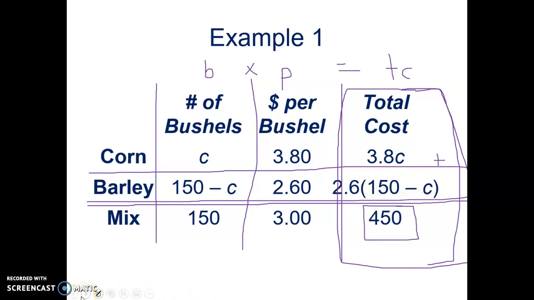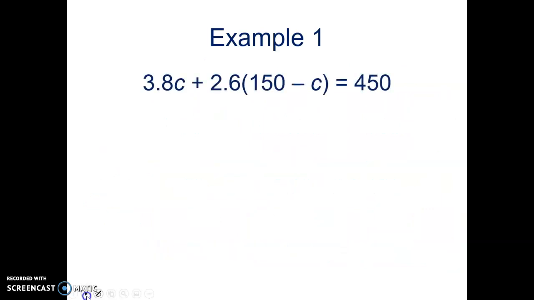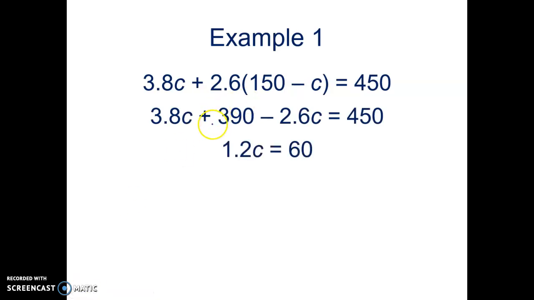Now that doesn't happen all the time, but it will happen very frequently, and we'll be able to solve for C that way. So let's go ahead and write that equation. 3.8C plus 2.6 times (150 minus C) equals 450. We'll then distribute to get rid of the parentheses, combine like terms on the left side, and move our 390, subtract 390 from this side, and subtract 390 from this side, and that gives us 1.2C equals 60. We'll then divide both sides by 1.2, so that I'm left with C equals 50.